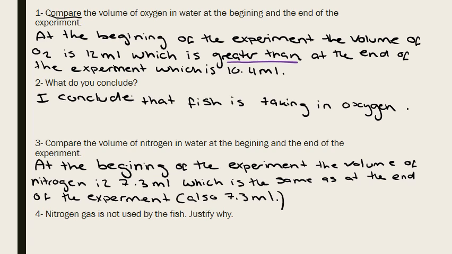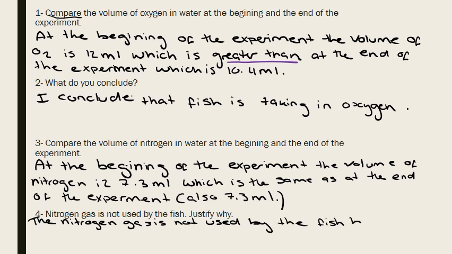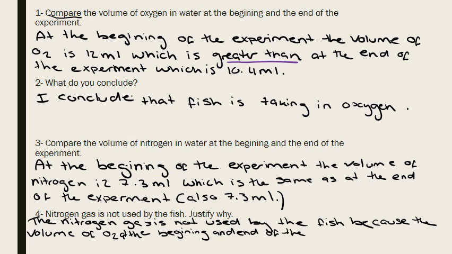Nitrogen gas is not used by the fish. Justify why. So, the nitrogen gas is not used by the fish because the volume of nitrogen at the beginning and end of the experiment stayed the same.